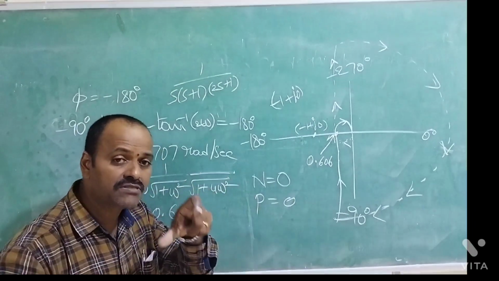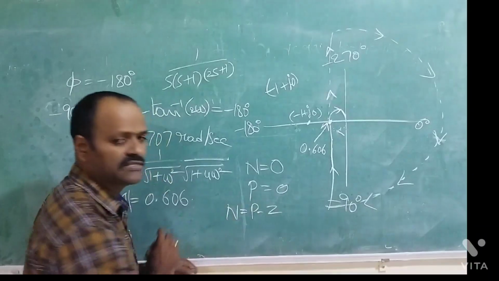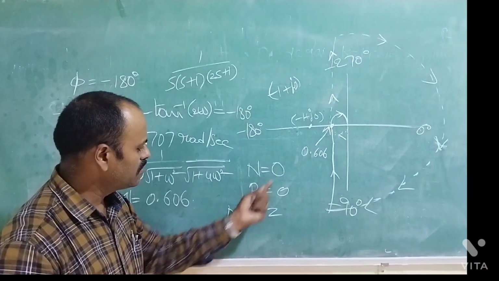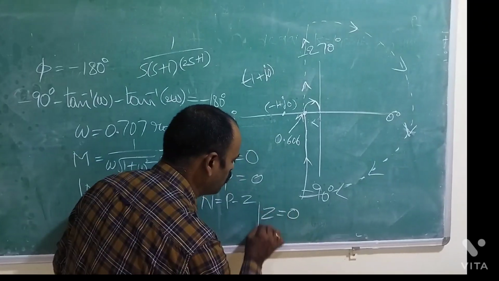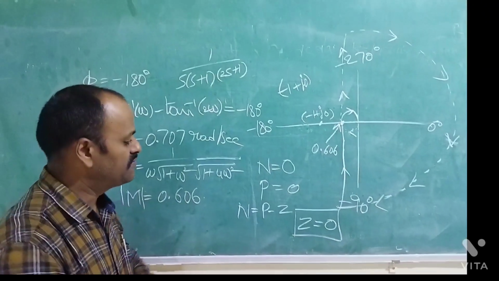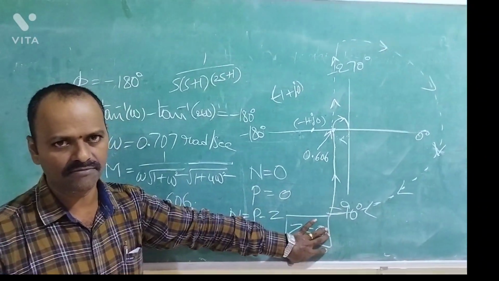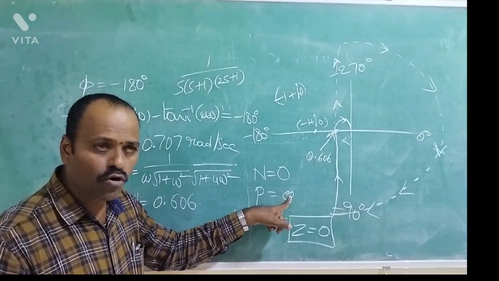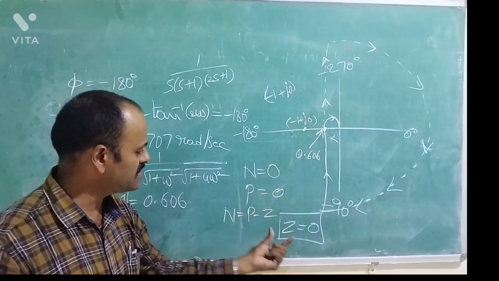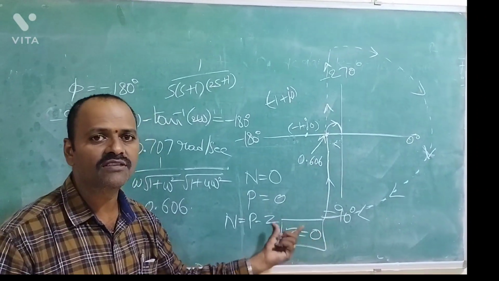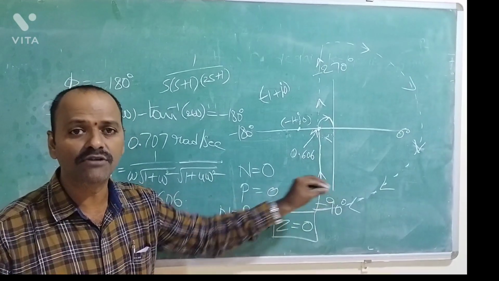Then what is the Nyquist criterion? We have the Nyquist condition, that is N equal to P minus Z. N is 0, P is 0. Then what will be the value of Z? Z also becomes 0. If Z equal to 0, what does it say? The closed loop system is stable. As P equal to 0, the open loop system is also stable. By drawing this Nyquist plot, we can say that as Z equal to 0, the system is absolutely stable. Even the closed loop system is also absolutely stable.